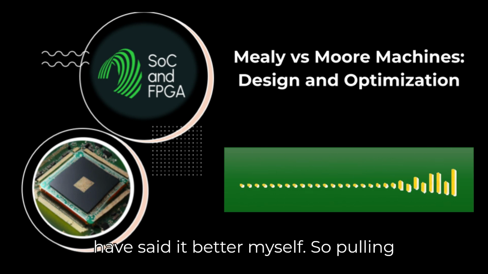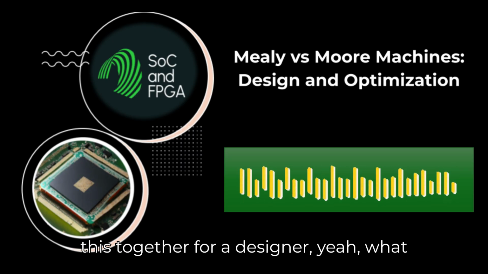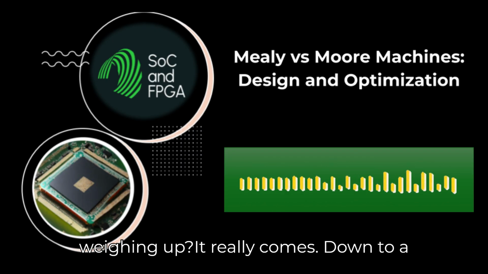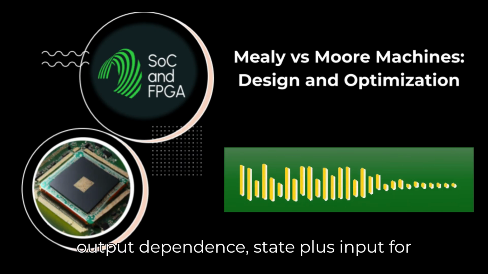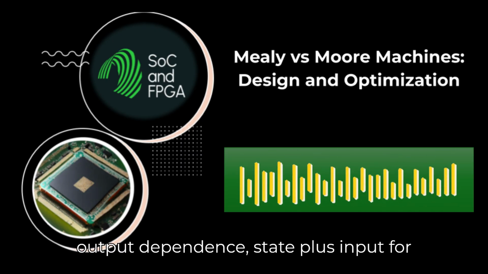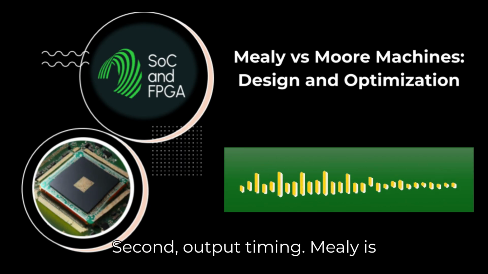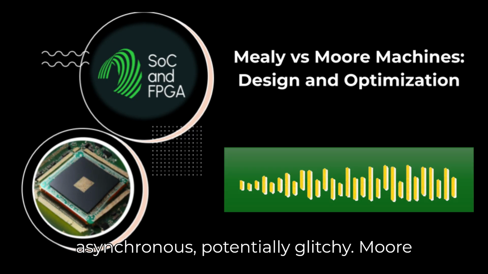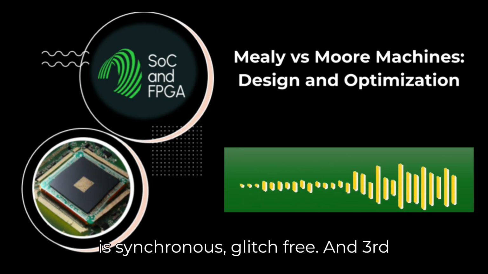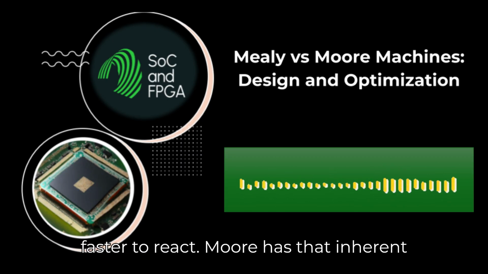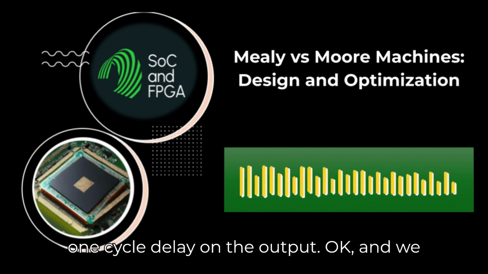Couldn't have said it better myself. So pulling this together for a designer, what are the absolute core trade-offs they're weighing up? It really comes down to a few key things we've touched on. First, output dependence. State plus input for Mealy, state only for Moore. Second, output timing. Mealy is asynchronous, potentially glitchy. Moore is synchronous, glitch-free. And third, response time. Mealy is generally faster to react. Moore has that inherent 1-cycle delay on the output.